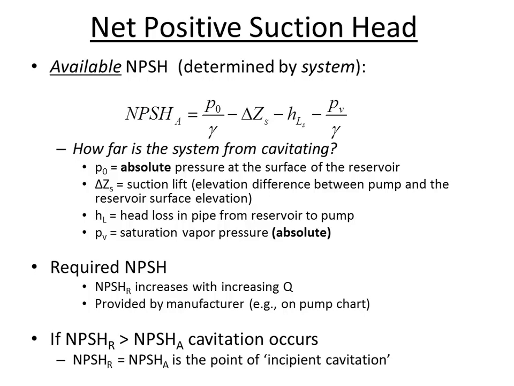There is no risk of cavitation. And when cavitation just barely starts to occur, the term is incipient cavitation, when the two are equal. And so if you want to find out like the maximum suction side length, for example, of a pump hose, then you would set the available equal to what's required and solve for what conditions are going to make it so it's just barely starting to cavitate.